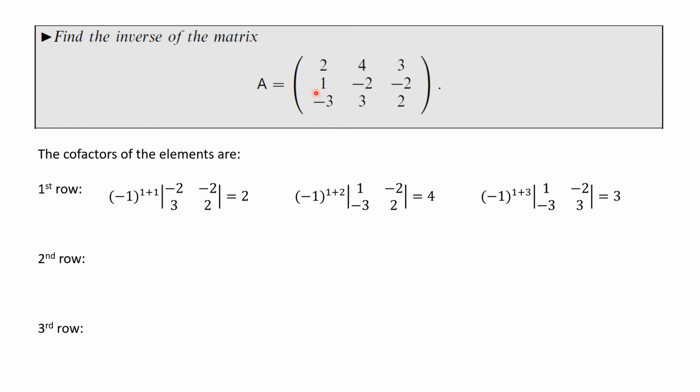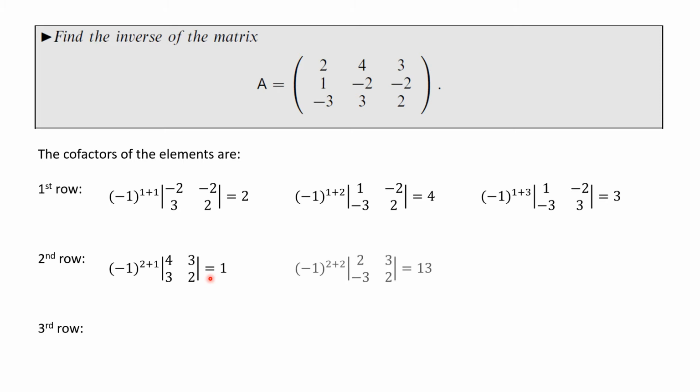Now let's go to your second row. Let's look at first the cofactors of your element A21. For A21, you have negative 1 raised to 2 plus 1 times the determinant composed of your 4, 3, 3, and 2. Negative 1 raised to 3 is equal to negative 1 times the determinant of this matrix here. You get a cofactor that's equal to 1.